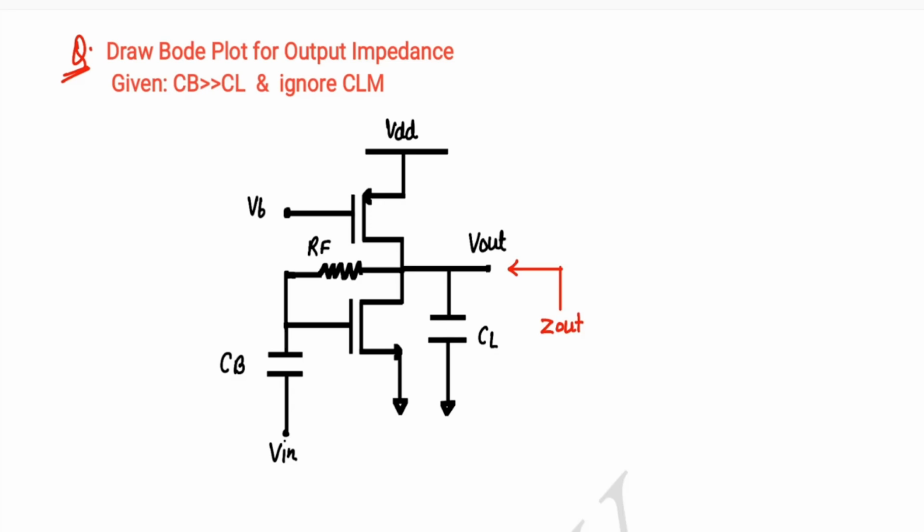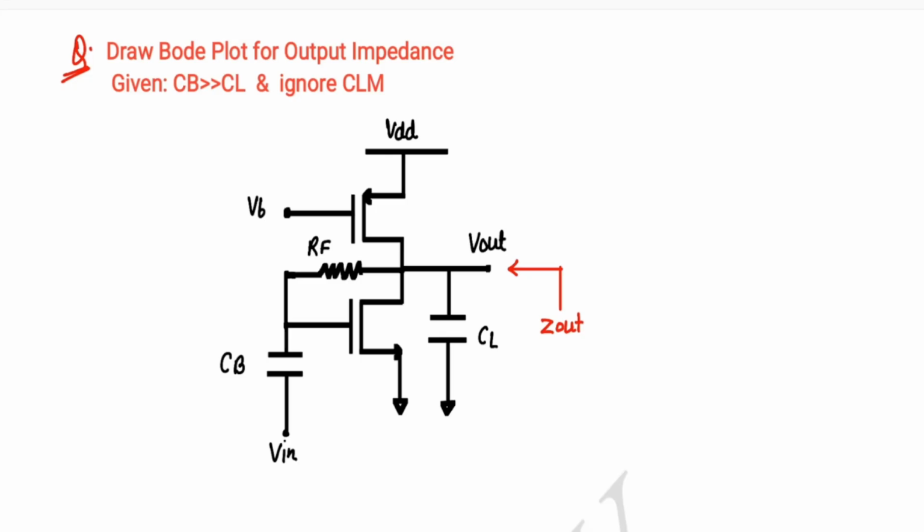Hello everyone. So in this problem we will draw the Bode plot for output impedance. They have given that the value of CB is greater than CL, and ignore channel length modulation. Okay, so this CB is a blocking capacitor. So basically it will block your DC and it will pass your input signal. So it's the CB capacitance and this is your load capacitance.